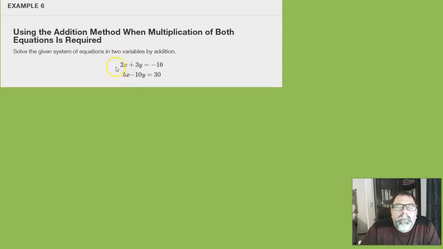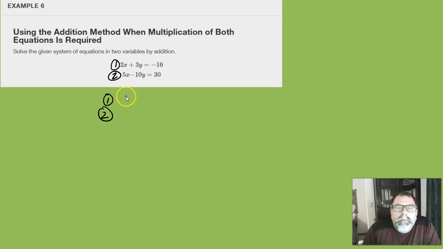But the 2 and 5, they're a little bit smaller. So if you think about what would be an LCD for 2 and 5, or an LCM, you could say, well, that's 10. So I'm going to multiply equation 1. I want to get 10x and negative 10x. That's what I'm going for.